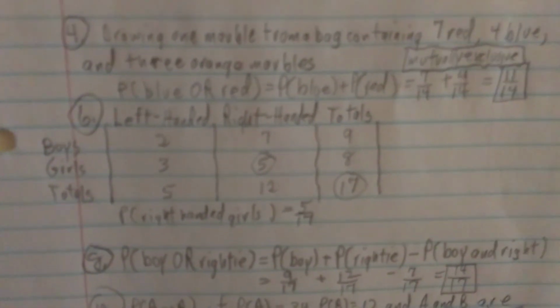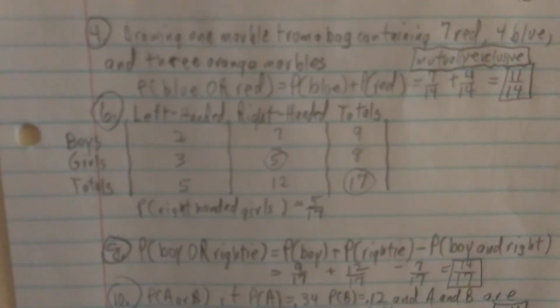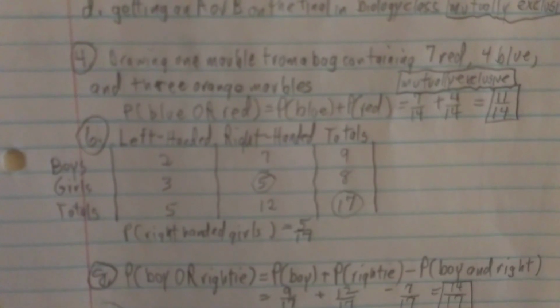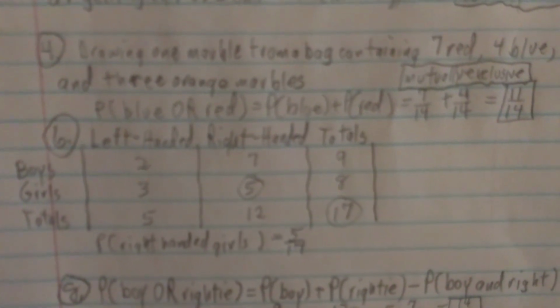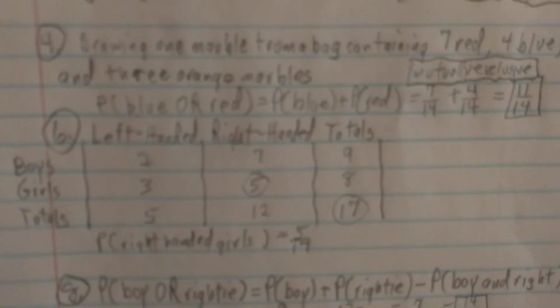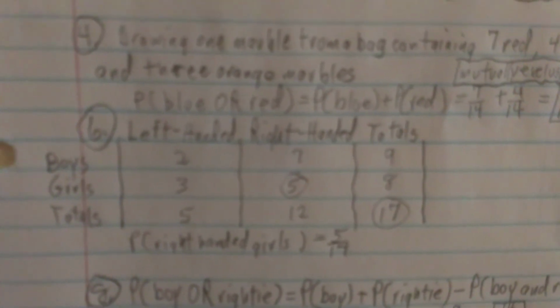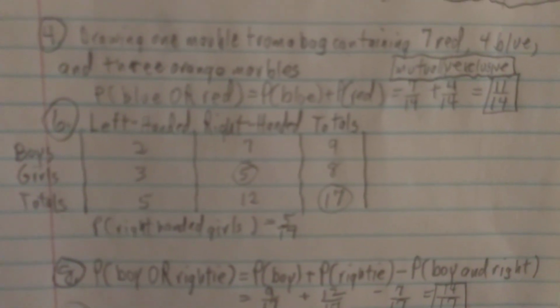Now for problem 6, we have a contingency table like we had for the males and females with brown eyes. Now we're looking at boys and girls in a class that are either left-handed or right-handed, but not both, of course. We're not looking at ambidextrous. So for left-handed, we have 2 boys, 3 girls, total 5. Second column, more people are right-handed, if you've noticed. 7 boys that are right-handed, 5 girls that are right-handed, and 12 total that are right-handed.